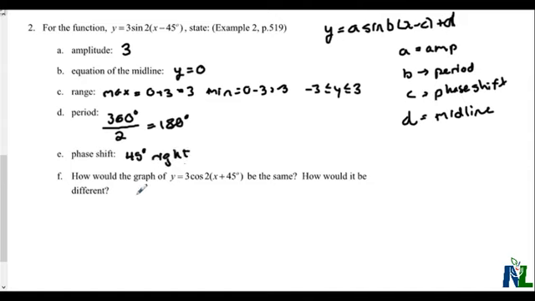And finally, when we want to compare the graph of the cosine function and the sine function, where in one case we're subtracting 45 degrees, in this case we're adding 45 degrees, we want to know how they would be the same or different. They're going to have the same period, they're going to have the same midline, they'll have the same range, they'll have a lot of things the same, but the location of max and min values will be different. Because our original graph of y equals sine x and y equals cosine x are out of phase by 90 degrees.